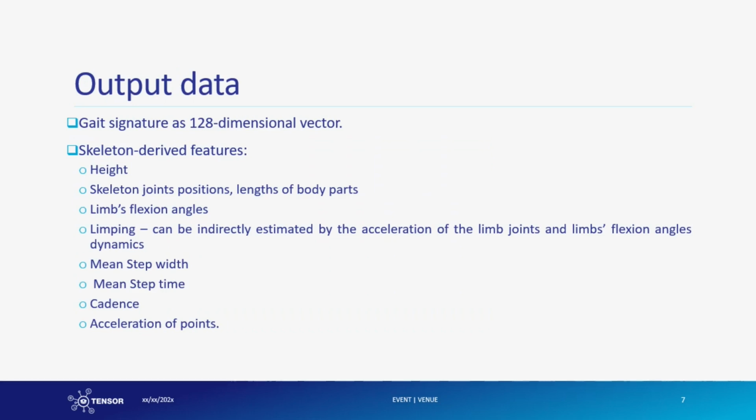The primary gait recognition module output is a 128-dimensional gait signature vector. Additionally, we can extract more gait features from the resulting skeletons of posture estimation, though our findings indicate these are less distinctive. The additional handcrafted features are height, skeleton joint positions, lengths of body parts, limb flexion angles. Limping can be indirectly estimated by the acceleration of the limb joints and limb flexion angle dynamics. Mean step width, mean step time, cadence, acceleration of points.